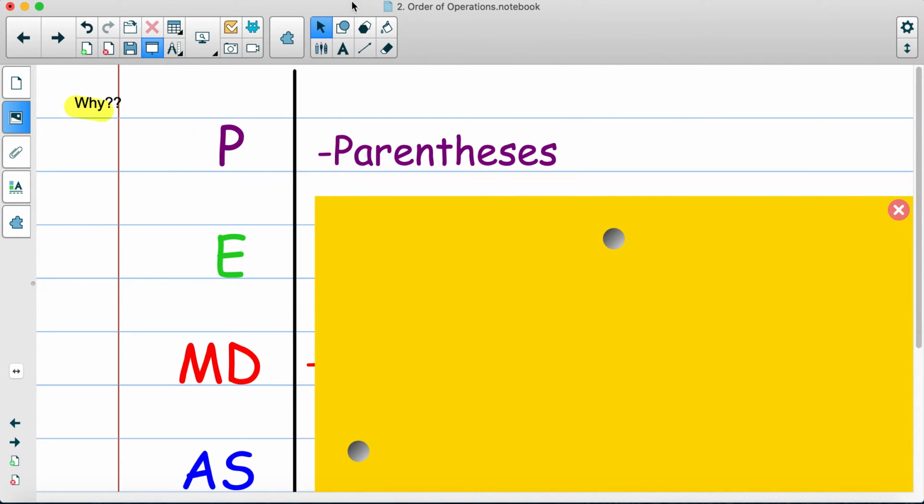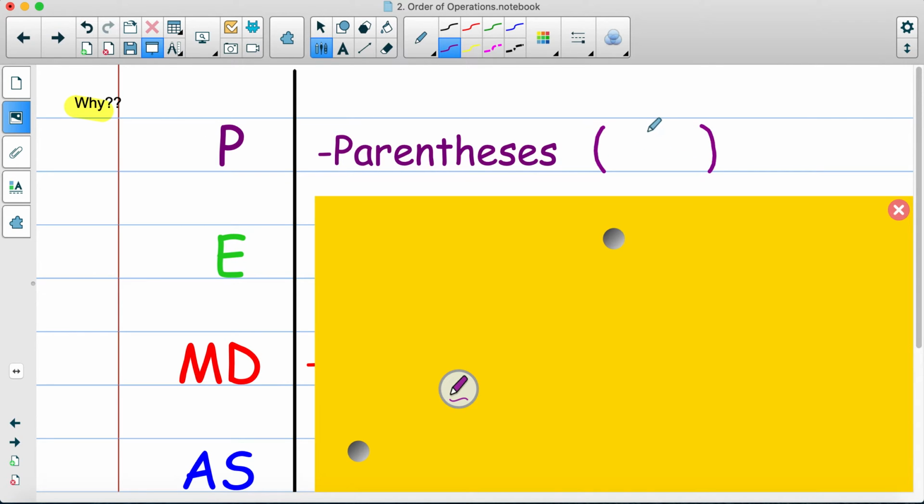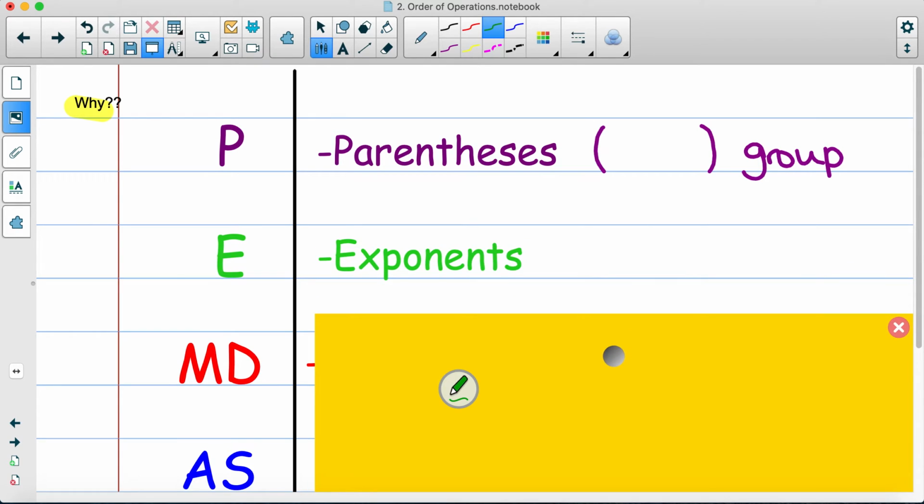Parentheses to start with. This is also the grouping symbol. So anything in parentheses that has more than one thing in there. It can't just be one number. It has to be two things in there. So a lot of times people won't say parentheses. They'll actually say group for parentheses. Exponents are next. We did that yesterday. So remember, that's like 3 to the 4th power.